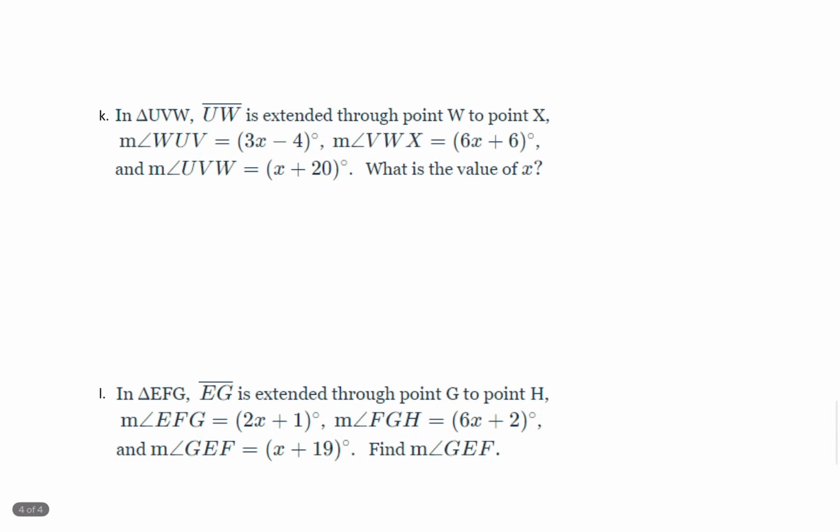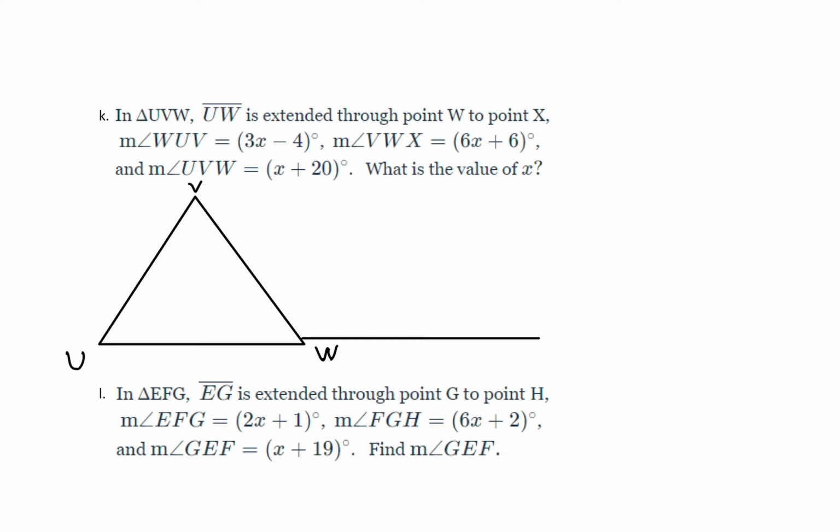In example K, it says we have a triangle UVW. So the first thing I'm going to do is draw my triangle. Got a triangle. I'm going to label it UVW. Now it says the segment UW is extended through W to a point X. So that means this line right here is extended to a point X.